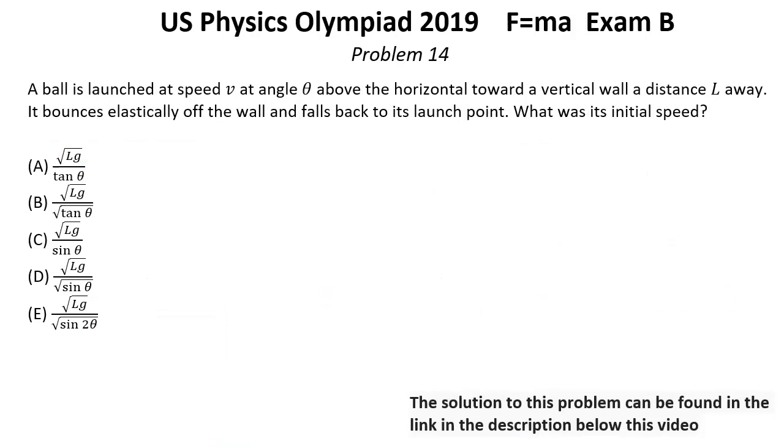Problem number 14. A ball is launched at speed v at angle theta above the horizontal toward the vertical wall a distance L away. It bounces elastically off the wall and falls back to its launch point. What was its initial speed?